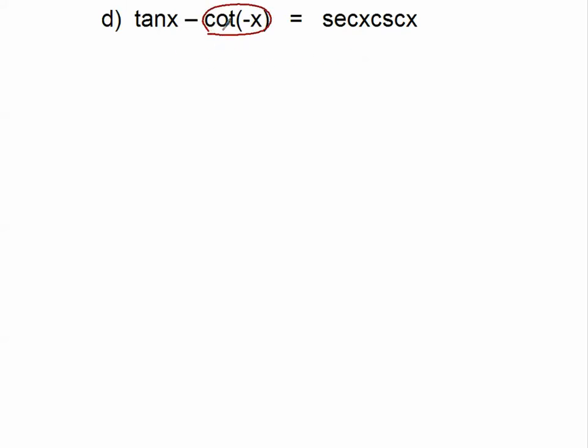I know that cotangent is an odd function. So therefore, the cotangent of negative x equals negative cotangent x. And if we're subtracting a negative cotangent x, that's actually going to change to a positive cotangent x. So that's where I am.